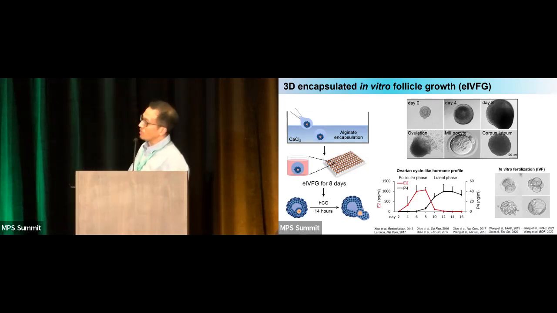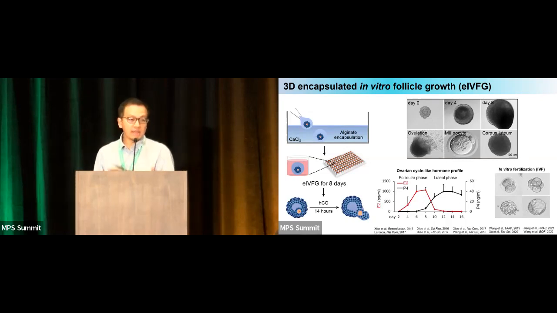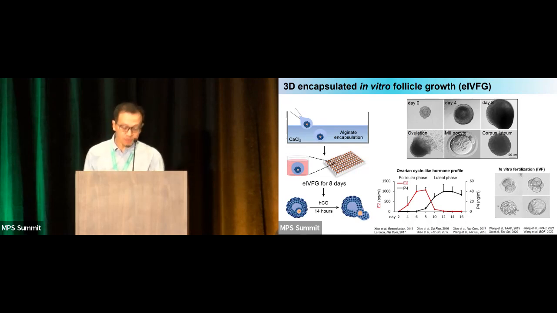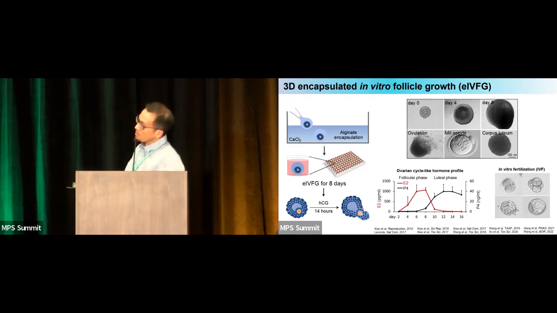For example, for the figure right here, the red line indicates the estradiol and the black line indicates the progesterone. We can see the increasing level of estrogen before ovulation, and then it greatly decreases after ovulation induction. The progesterone is relatively low before ovulation, during the follicular phase, but then the corpus luteum organoid will secrete an increasing amount of progesterone after ovulation. So this is the hormone secretion profile.